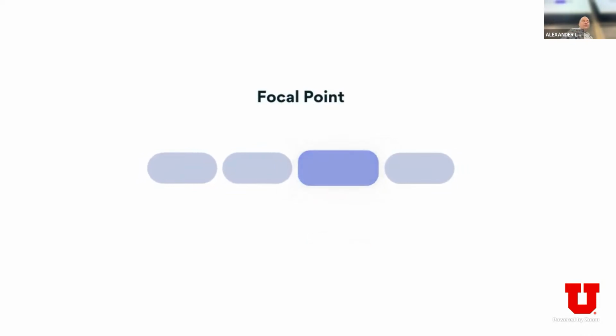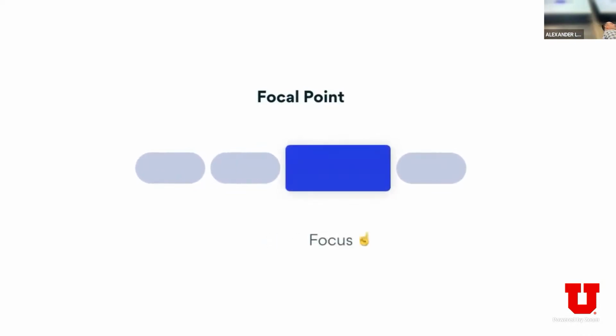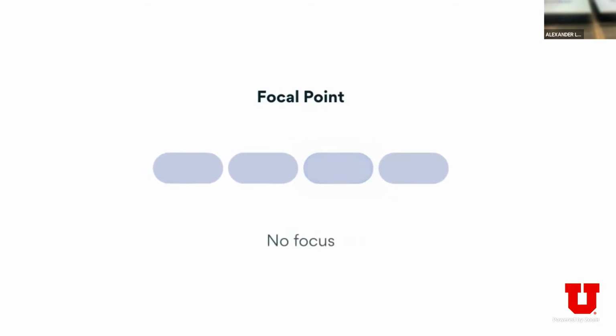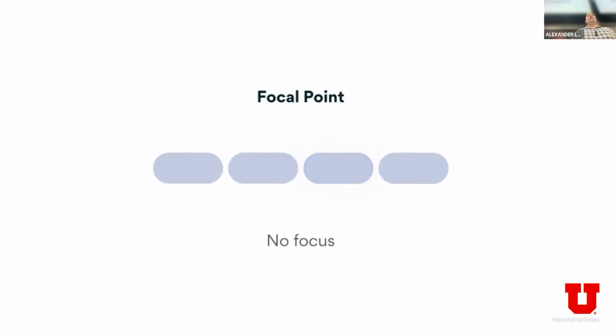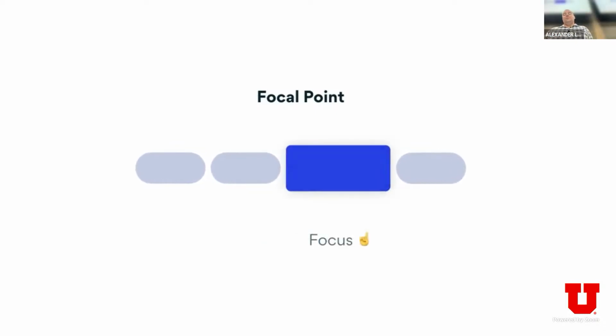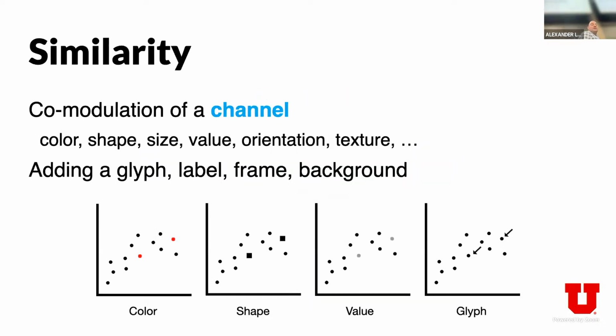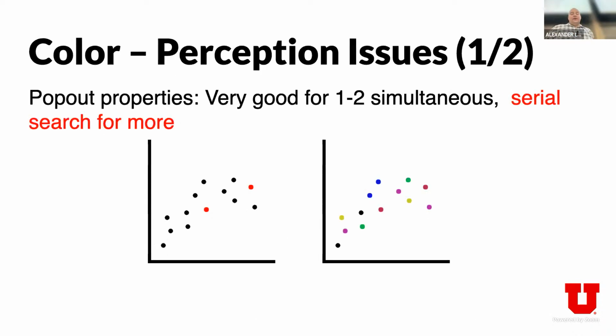We could also use this similarity to focus on something, right? If we have 4 elements that look the same, then there's no focus element. But if we have one element that appears differently, this would be the focus element that people draw their attention to. Especially in this case, it's also bigger and more saturated, so people will pay attention to that. So similarity is useful. Basically, what's going on is the co-modulation of a channel, such as color, shape, size, value, orientation, or texture. You can also add a glyph, you can add a label, you can frame, or you can add background, right? So these are all possible ways of producing similarity.